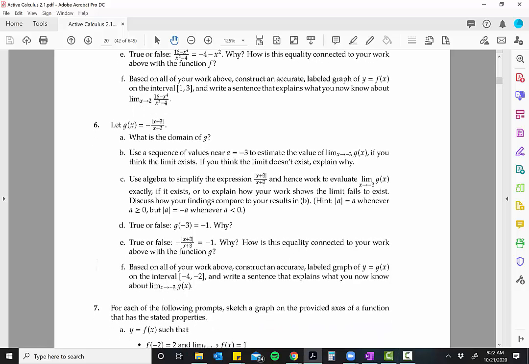So I promised you a video on Active Calculus 1.2.4, problem 6. We're letting g of x be negative absolute value of x plus 3 over x plus 3. We want to know what the domain of g is. Well, first of all, the domain excludes anything that makes the denominator equal 0. So you can't put negative 3 into the domain. So our answer is all real numbers except x equals negative 3. This R means real numbers.